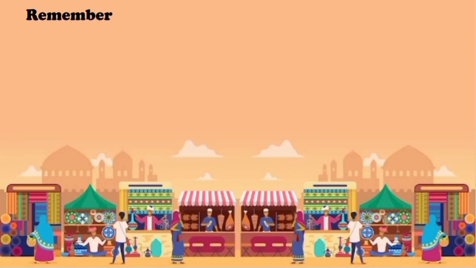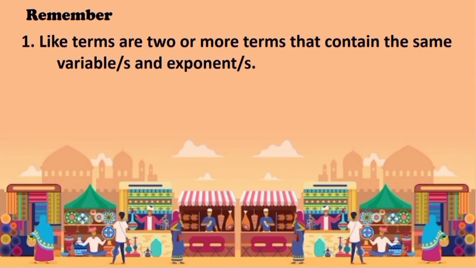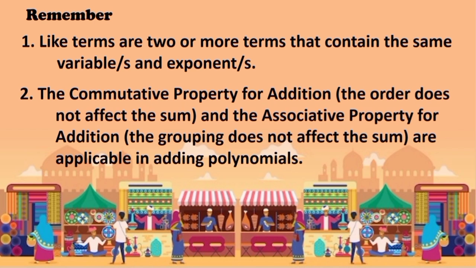Remember the following. Number 1, like terms are 2 or more terms that contain the same variable and exponent. Number 2, the commutative property for addition, the order does not affect the sum, and the associative property of addition, the grouping does not affect the sum, are applicable in adding polynomials.